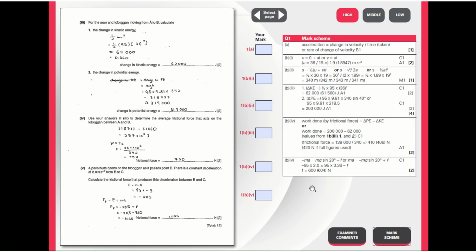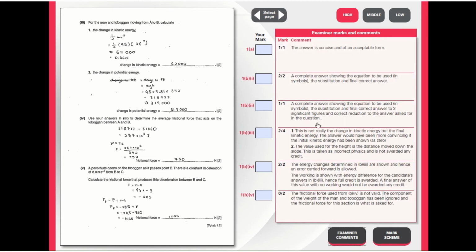The last one is also 2 marks. 1 mark comes if you wrote your Newton's second law in this form, this equation. If you show that you knew this, even if you didn't explicitly write it out, you get a C1 mark. And finally, if you get your frictional force about 600, or depending on your rounding, 600 or 604, that is also correct.